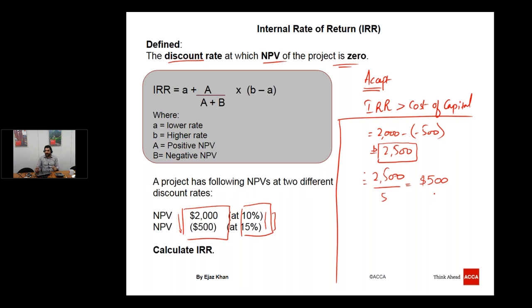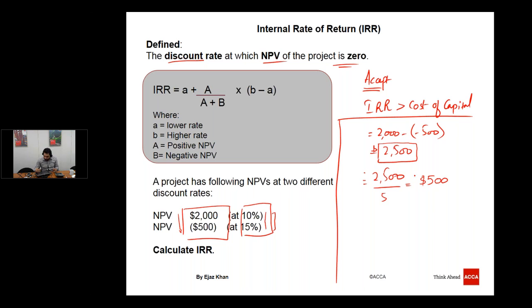In practice, NPV does not change with the discount rate in the same proportion. But to make our calculations simple, we have assumed that each time we change our discount rate by 1 percentage point, it will result in a change of $500 in NPV. So it is going to make our calculation simple. But in practice, maybe it won't change in the same proportion.